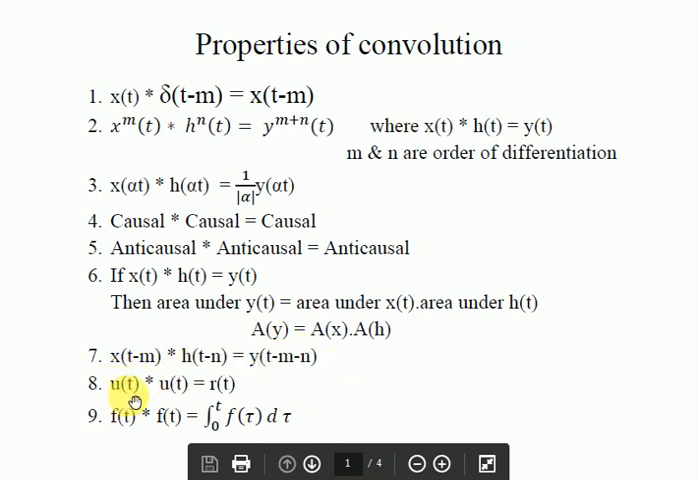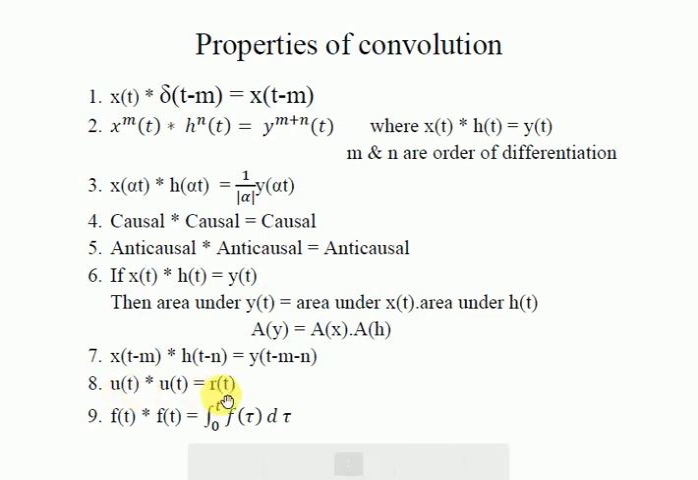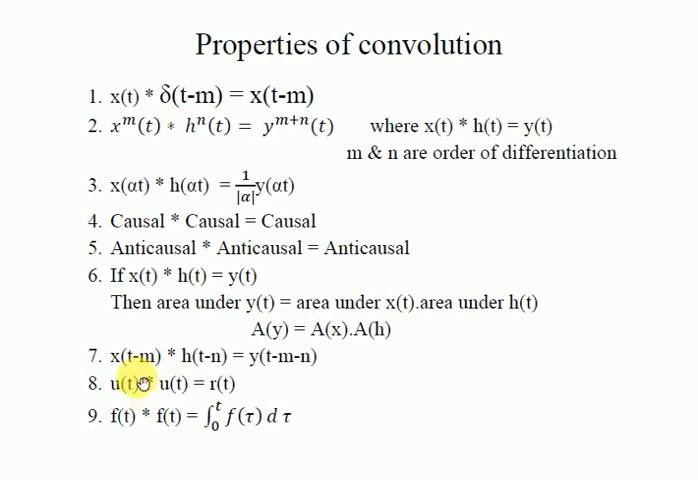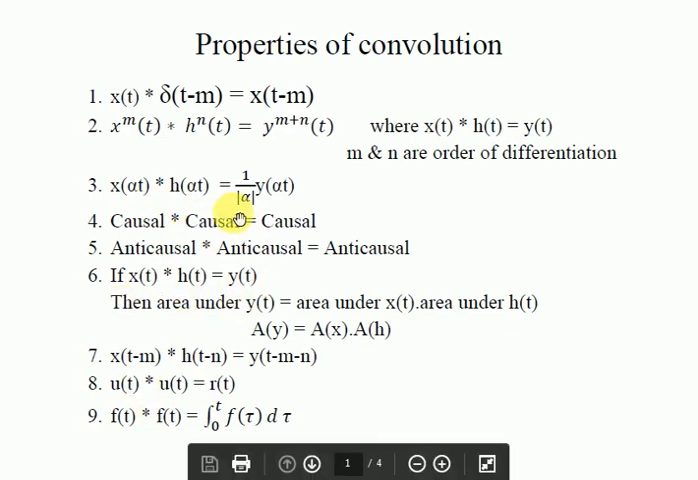Next, u of t convolution with u of t will give r of t. Actually this is not a property, but I wrote it here because if you remember this while solving a problem, you don't need to use the convolution formula, the integration from minus infinity to plus infinity of x of tau h of t minus tau d tau. You just need to remember this, and then you will take less time to solve any problem. From the GATE point of view, this will be very helpful. You don't actually need to remember all these properties, but if you remember them, it will be beneficial.